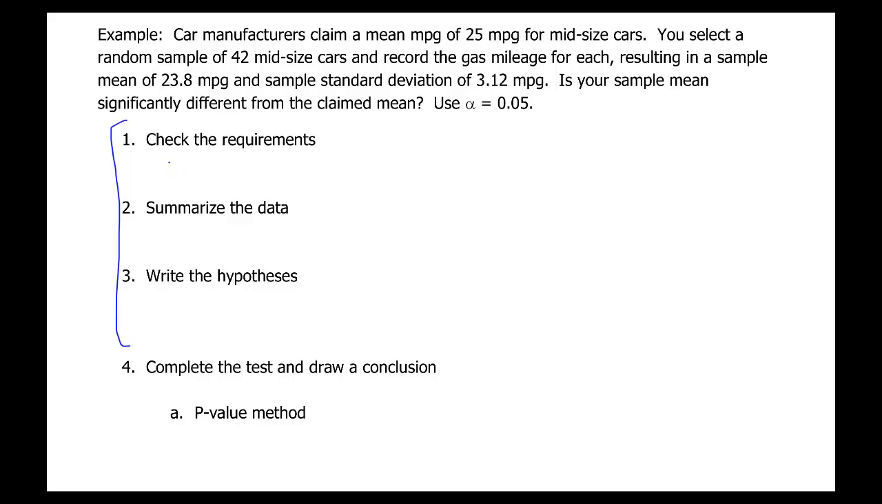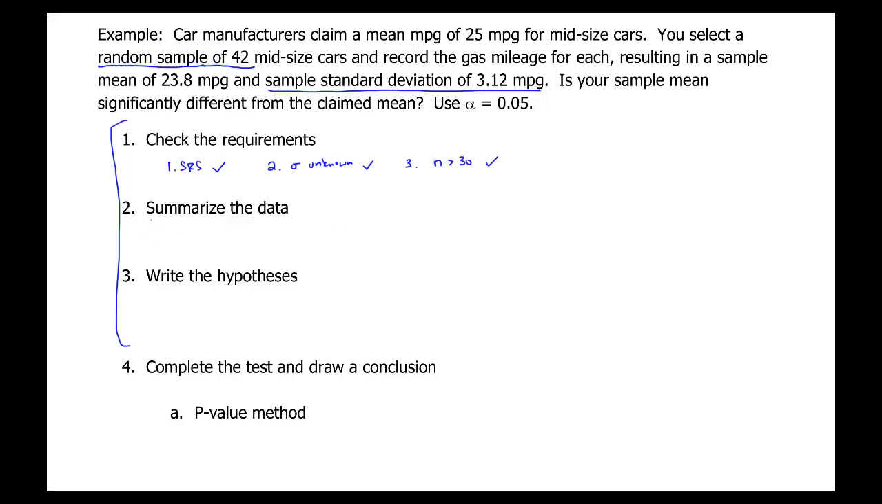So the first thing we need to do is check the requirements. So the first requirement is, is it a simple random sample? It says random sample in the problem. We'll assume it's a simple random sample. It doesn't say otherwise. 2, we don't know the population standard deviation. We only have a sample standard deviation in the problem. So we're good on that. That means we have to use T and not Z. And the third one is checking our sample size. If n is greater than 30, then we don't have to worry about if it's normal or not. And the sample had 42, so we're good on that one.